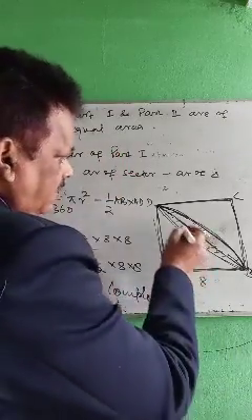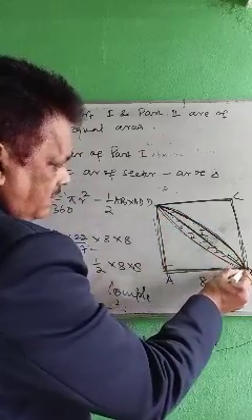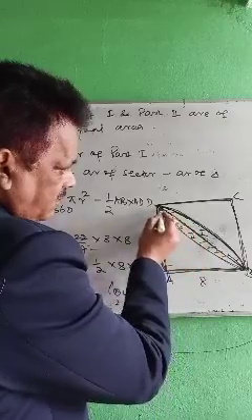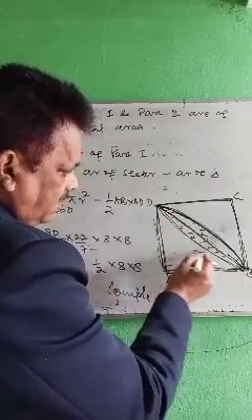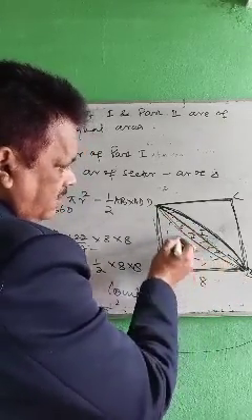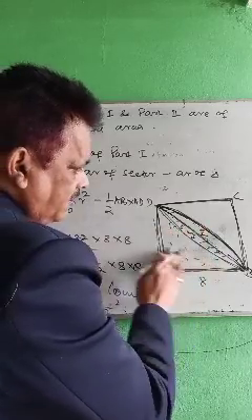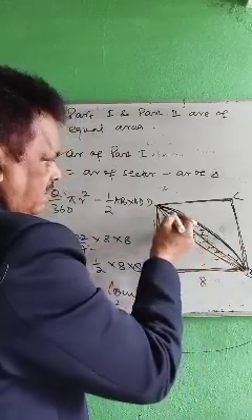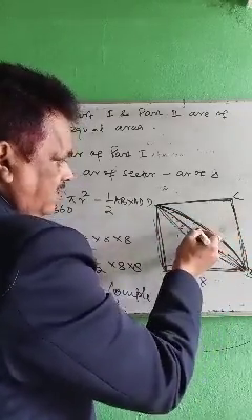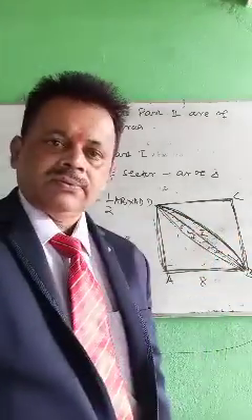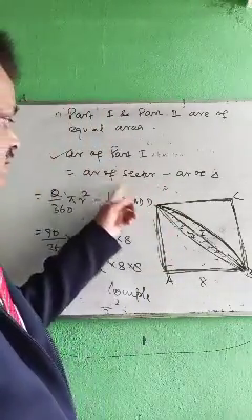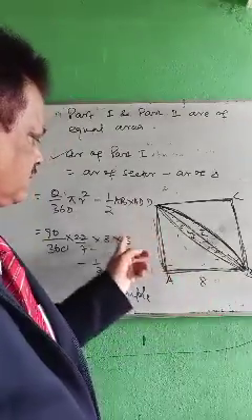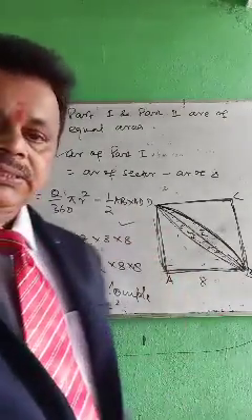Once more I am telling you, this is a sector. From this sector, if you remove this triangle, then part 1 will be there. Similarly, from this sector, if you remove this triangle, that will be part 2. So part 1 and part 2 are equal. Part 1 means area of sector minus area of triangle. So calculate.